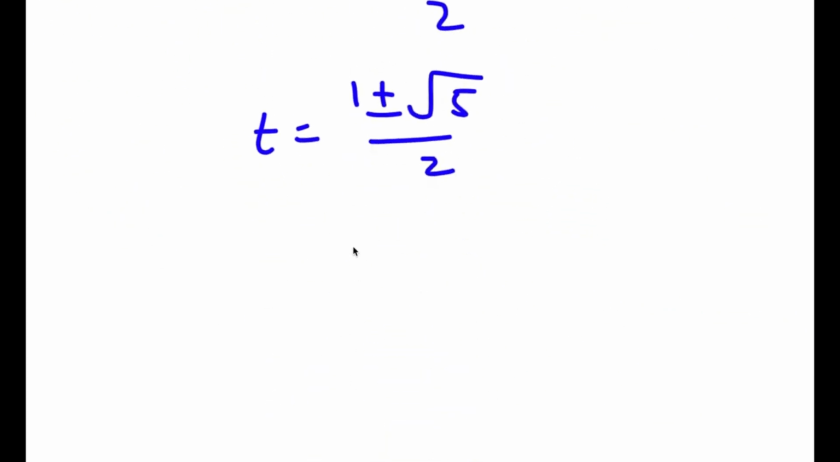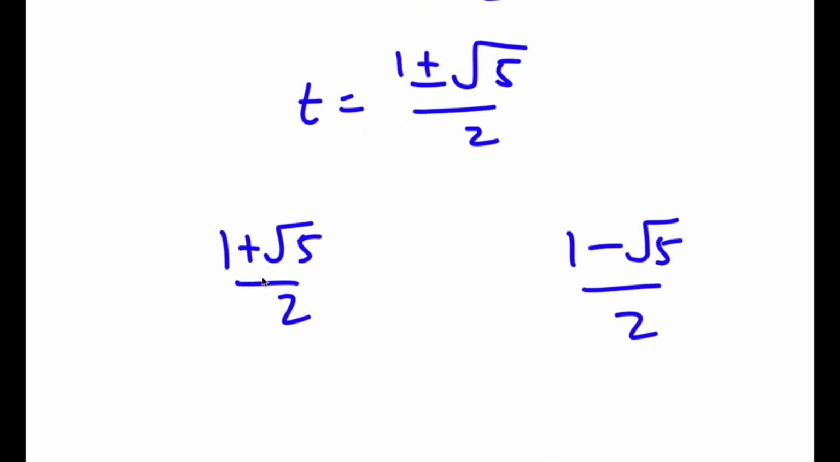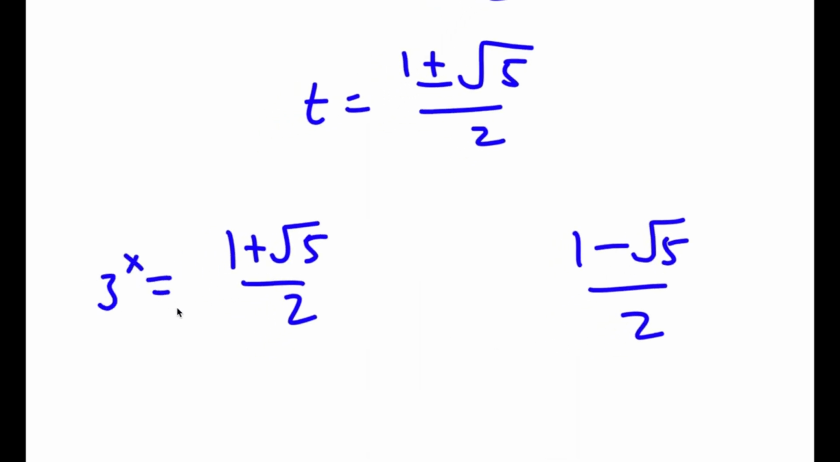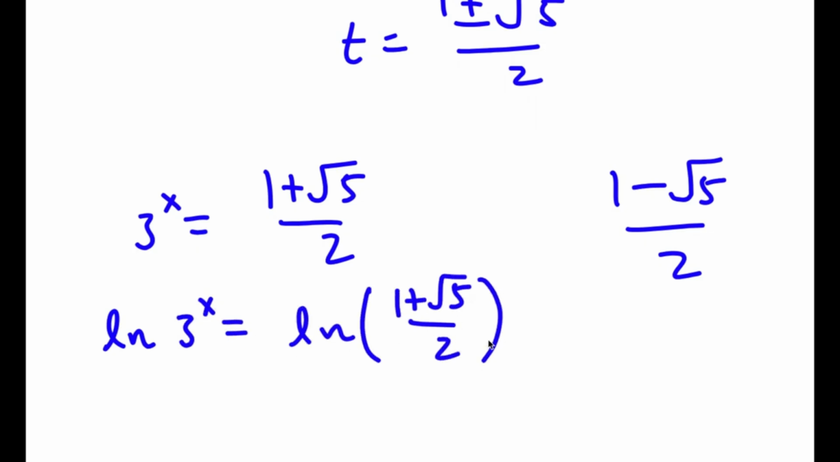So now we come over here to the two solutions for t. We have 1 plus the square root of 5 over 2 and 1 minus the square root of 5 over 2. So if 3 to the power of x is equal to 1 plus the square root of 5 over 2, to solve this, I'm going to first take the ln on both sides. So I have ln of 3 to the power of x is equal to ln of 1 plus the square root of 5 over 2.